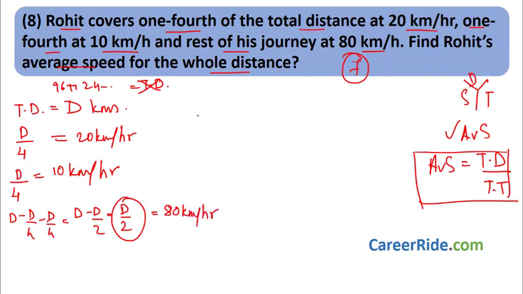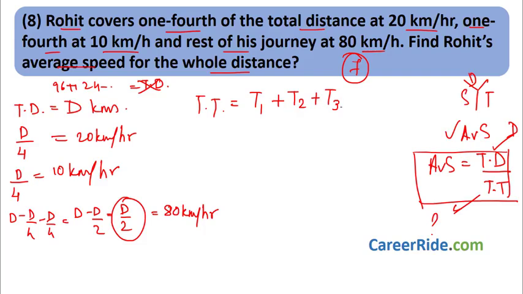Now what is average speed? Total distance upon total time. Total distance we have taken as D. Total time we have to find out. What is total time? Total time is nothing but time taken for the first 1/4 distance plus time taken for the second 1/4 distance and time taken for the rest of his journey, correct? So there are 3 steps, 1/4, 1/4 and the rest of the journey.